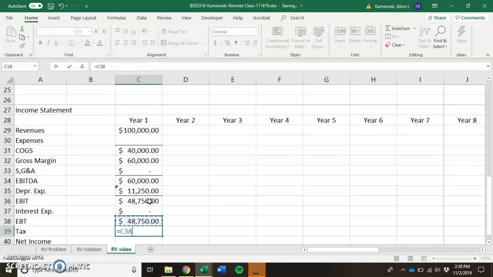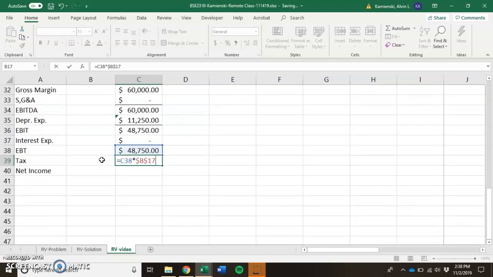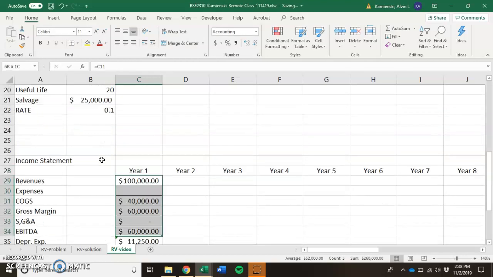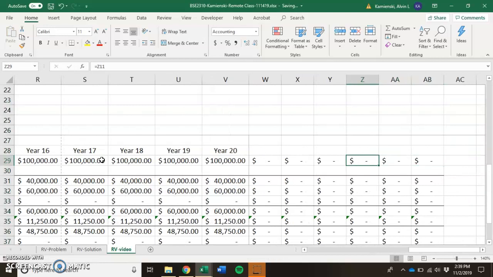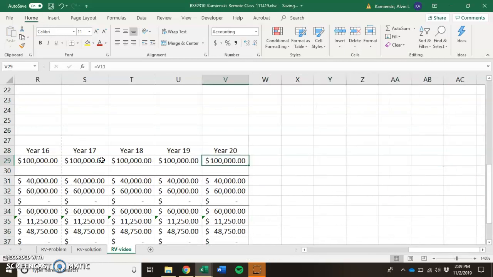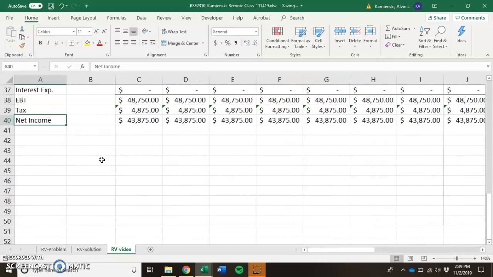Our tax is going to be equal to our earnings before tax multiplied by our tax rate. I could put the tax rate all throughout, so I vary it for years, but because I just stuck it in one box, it makes sense to go ahead and affix that reference there so that we can come up with a net income of $43,875. Once that's all done, since we laid this out nicely, we should be able to just copy and paste this thing all the way across until year 20, deleting that which we don't need, and now we have an income statement that runs for those full 20 years.